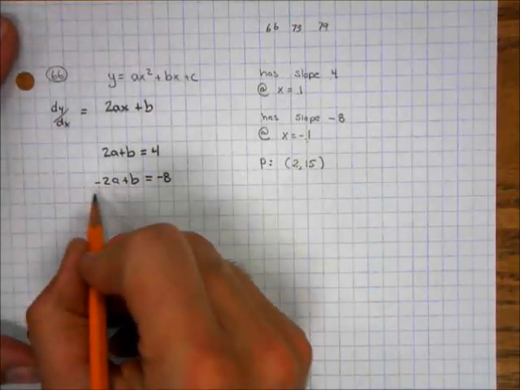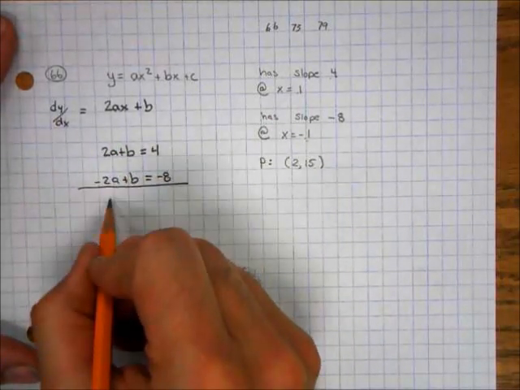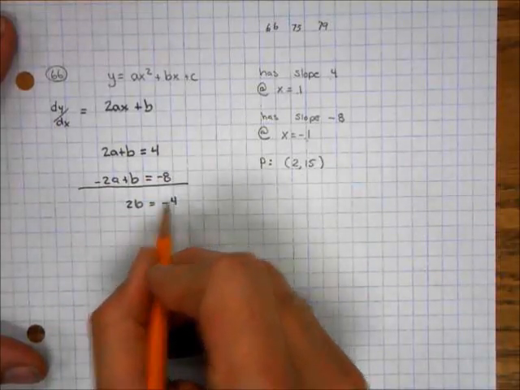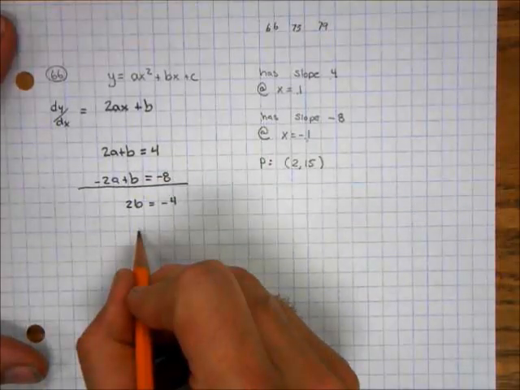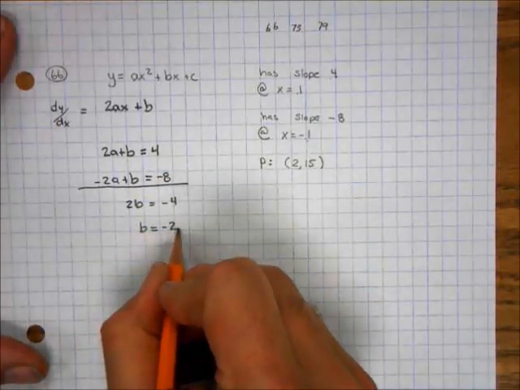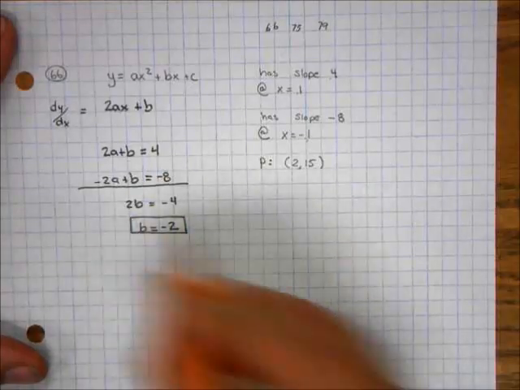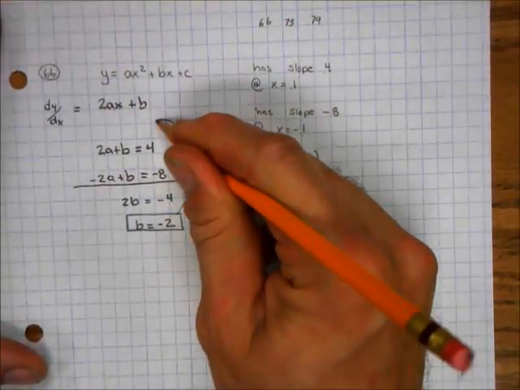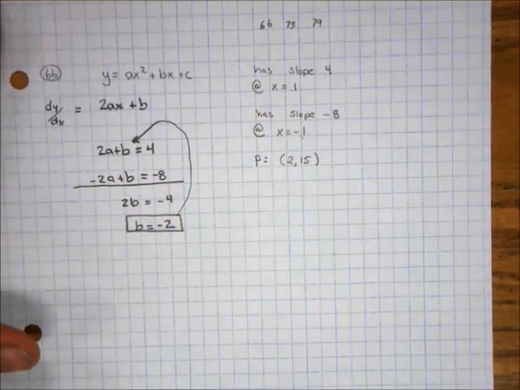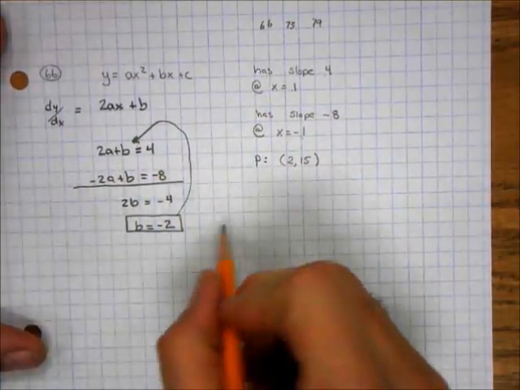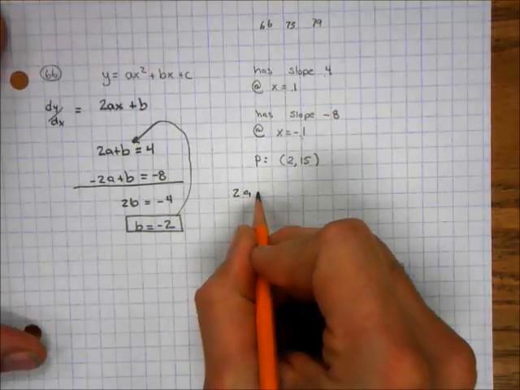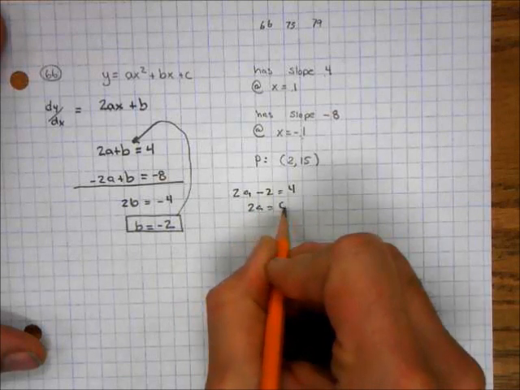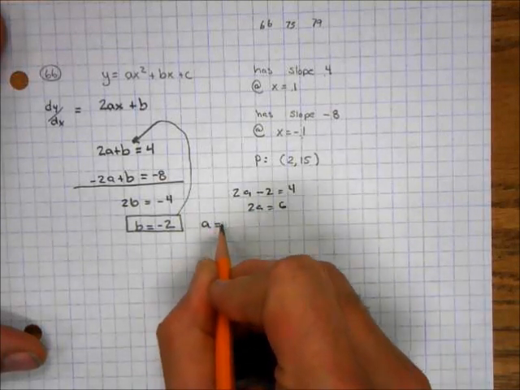Okay, through elimination, the A's cancel. I have 2b is equal to -4. If I divide both sides by 2, I have b equals -2. Okay, I have one of the unknowns. So let's go back up to, let's say right there, and substitute -2 in. So I would have 2a minus 2 equals 4. Add 2 and I have 2a equals 6, a equals 3.